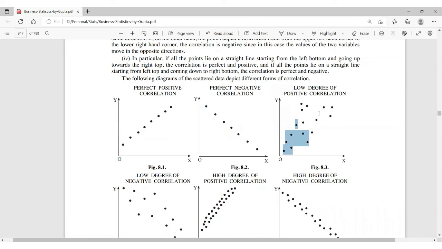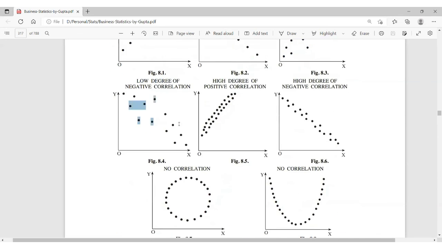So if I draw a straight line in this, all these points are far from that line, right? Yes, they will be far. From that particular line, all the points are far from that line. This is called the low degree positive correlation. In a similar way, low degree negative: the line goes downward, and all these points are far from it.